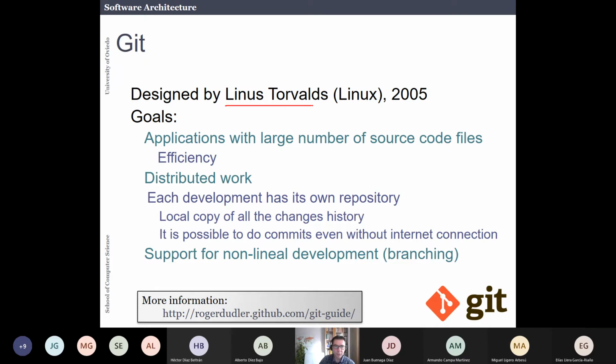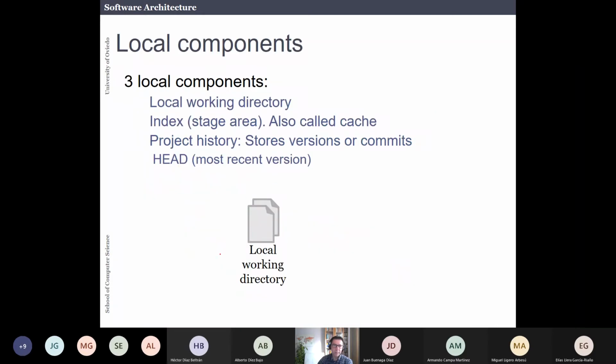It was designed by Linus Torvalds, the author of Linux, in 2005, because he was not very happy with other controversial systems. The idea is that it can work with a very large number of source code files, so it is very efficient. So this is a quality attribute. It allows working in a distributed way, and also supports branching, non-linear development. So this is usually very important.